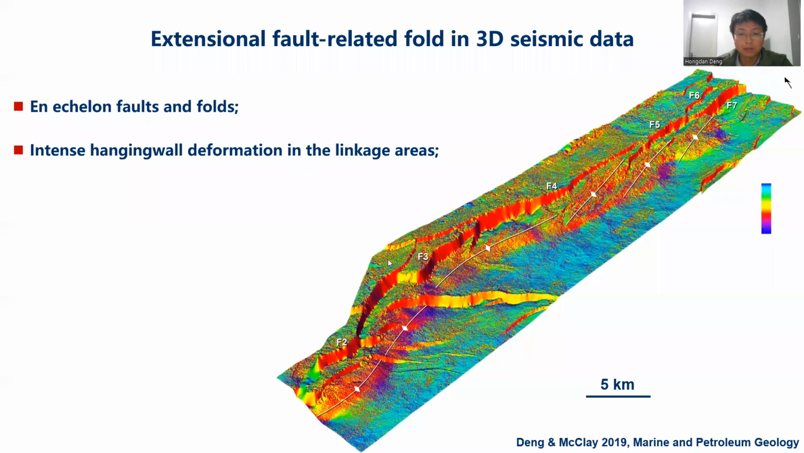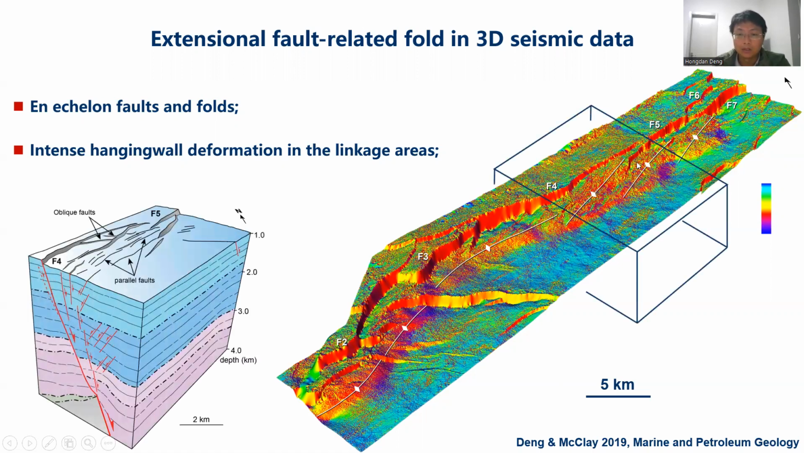Some marine examples have been observed by Dane and McLean in 2019, which show that the Enderby Terrace has a major fault, and in the hanging wall of it is a series of en echelon hanging wall fault-related folds. The linkage between the faults is dominated by intensely fractured hanging wall.